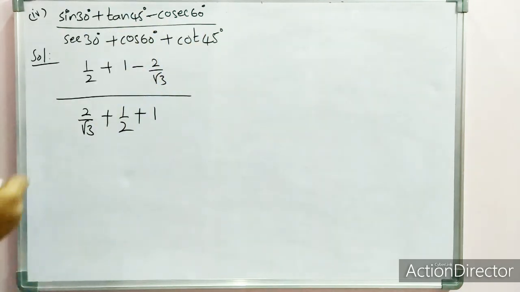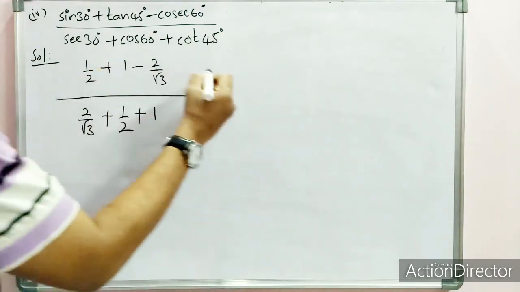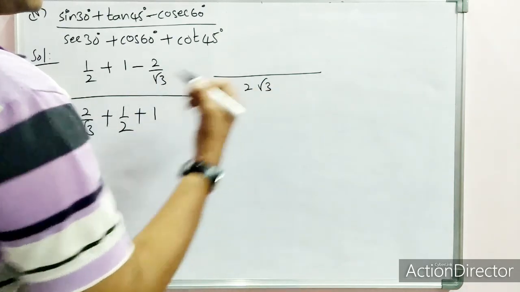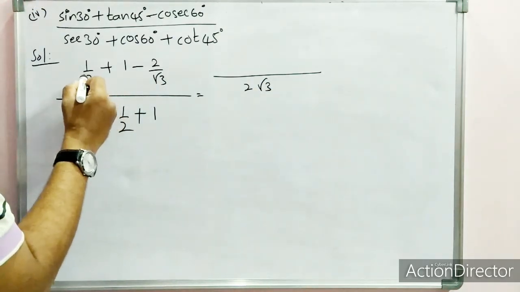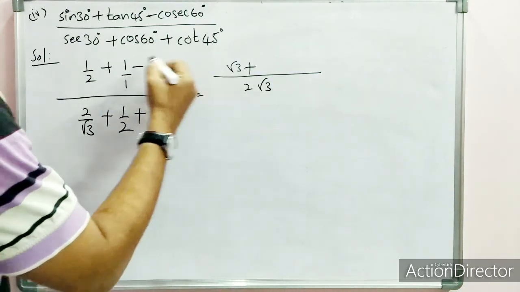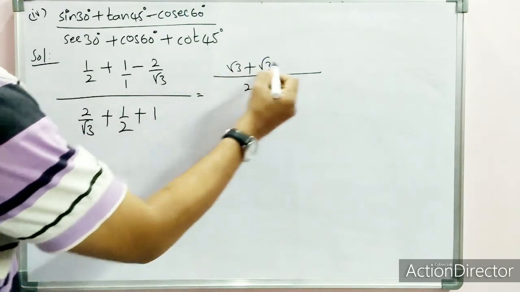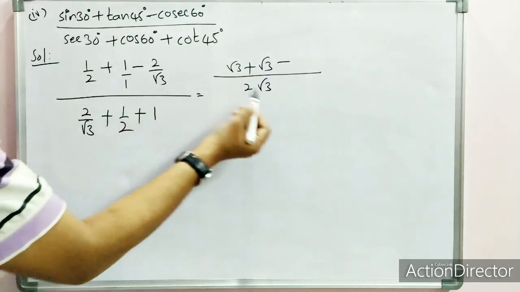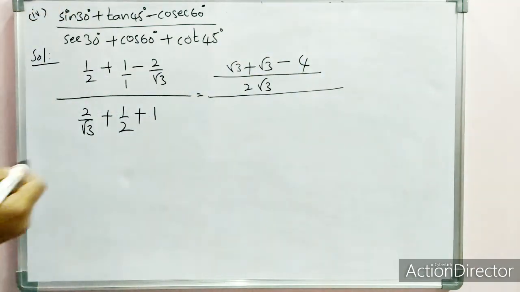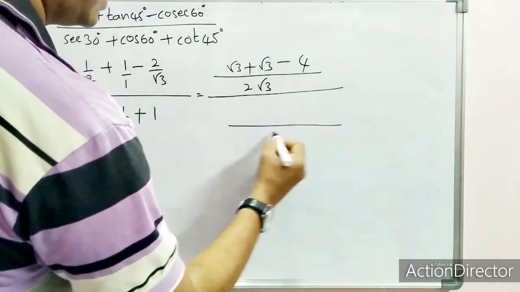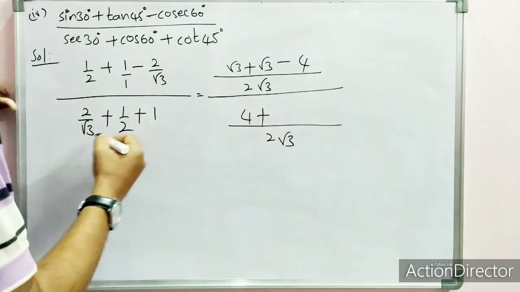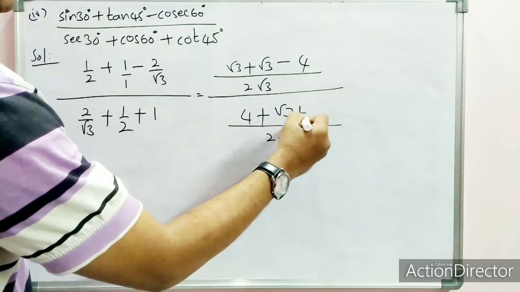It is 1. Now you see, take the LCM of the numerator here, that is 2 root 3 is the LCM. Now it will become root 3 plus, here 1 will be 1 more, root 3 into 1, it will become root 3 minus root 3 will be cancelled, 2 2s are 4. This is the total numerator. Now take the LCM of the denominator, again it is 2 root 3. Now it will be 4 plus root 3 plus 2 root 3.